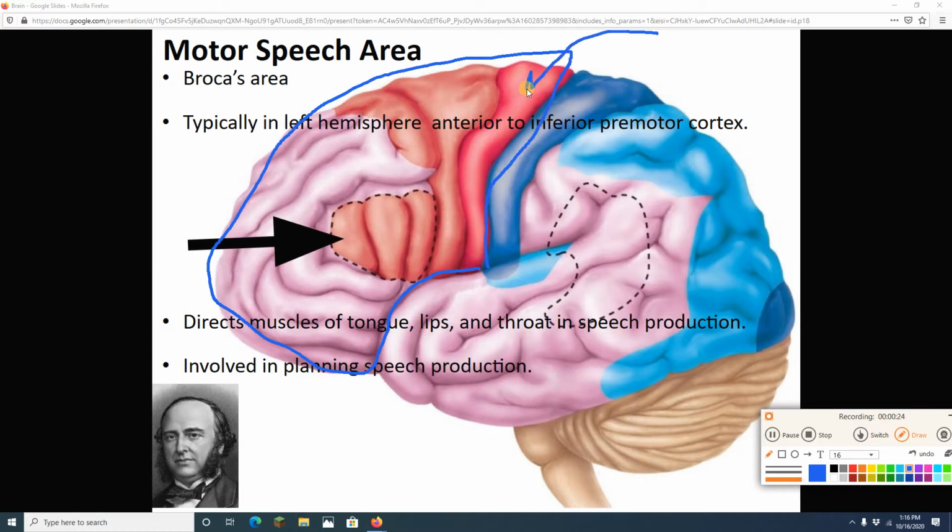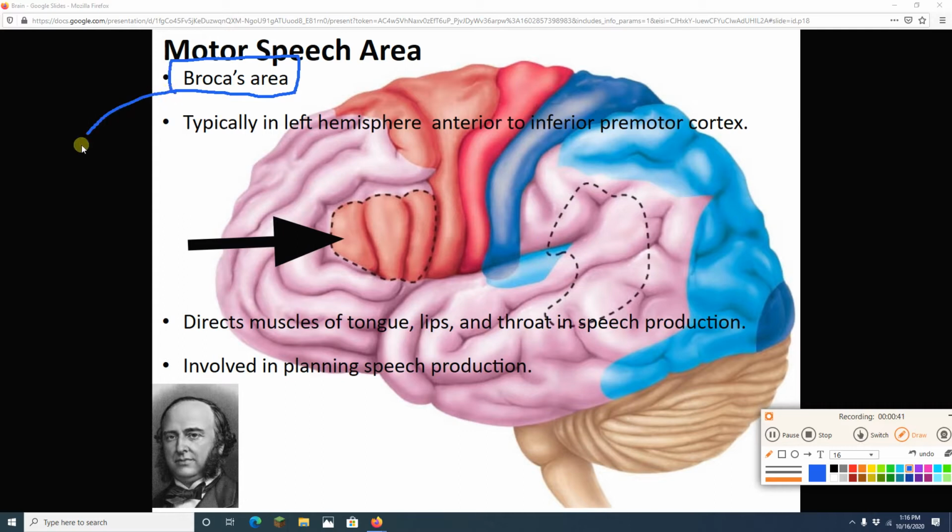So we've done the primary motor cortex, the precentral gyrus, in other words. We did the premotor area as well. And now we're going to do the motor speech area, also known as Broca's area.